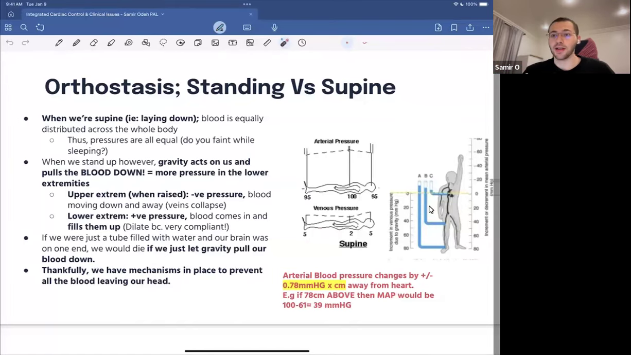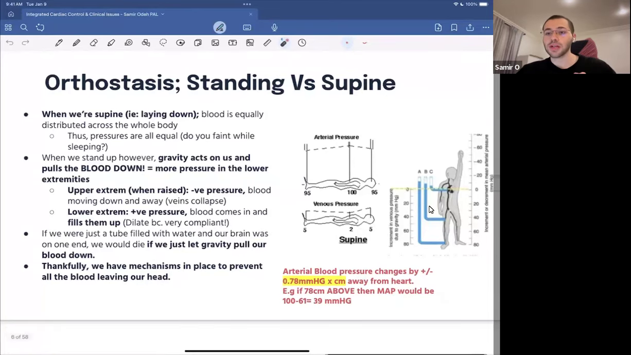So the thing is, as human beings who live on Earth, we are unfortunately acted on by the force of gravity. So that means when we go from laying down, supine, to standing up, all the blood obviously will be dragged towards the ground. Even though the pressures were equally distributed when we were supine, when we stand up, all the blood is going to pool down because remember, humans are just a tube of blood, but we're actually an advanced tube of blood.